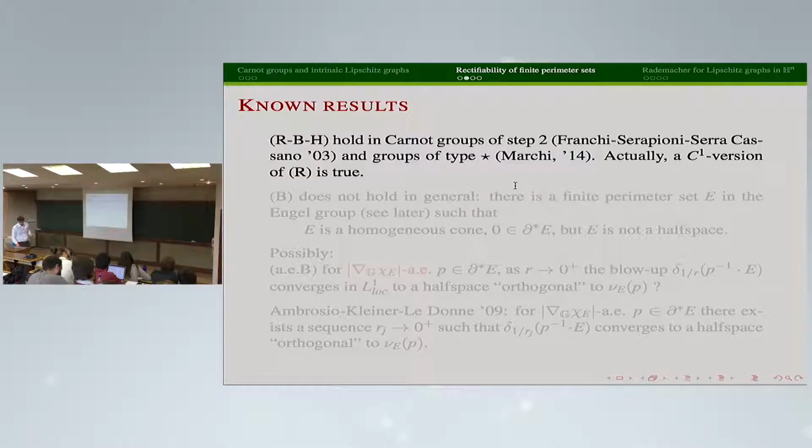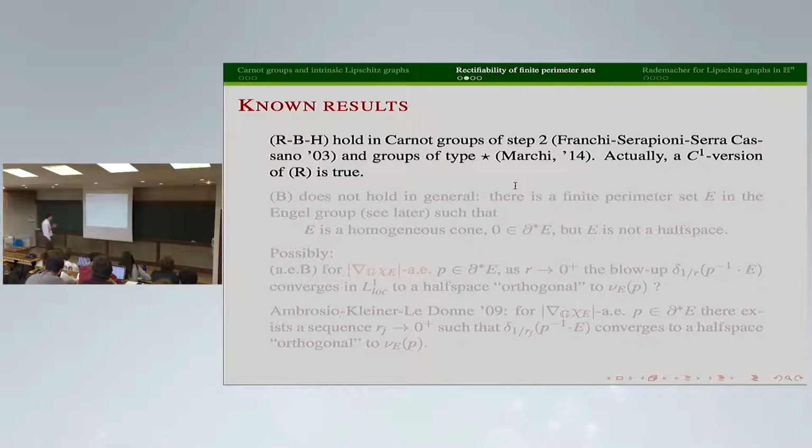Let me just briefly tell you some known results. Both problems, rectifiability and blow up, are solved, are settled in Carnot groups of step 2. This was done by Franchi, Serapioni, and Serra Cassano a few years ago, and also in these groups of type star, which I don't want to introduce, but this class was introduced by Marchi a few years ago.